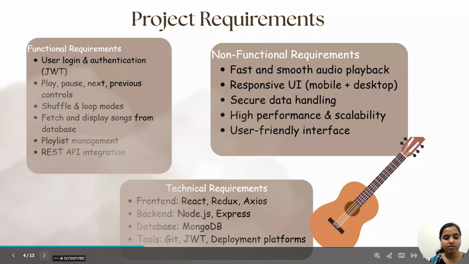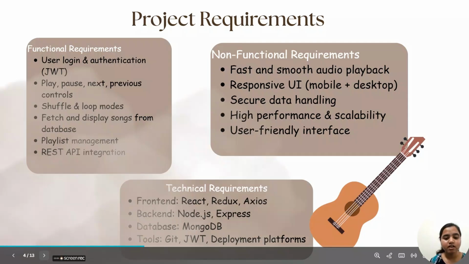Functional requirements define what the system should perform. These include user login and authentication, secure authentication using JWT, playing, pausing, and controlling songs, creating and managing playlists, fetching songs dynamically from the database, and communication between frontend and backend using REST APIs. These features ensure that the core functionality of a music streaming application is implemented successfully.